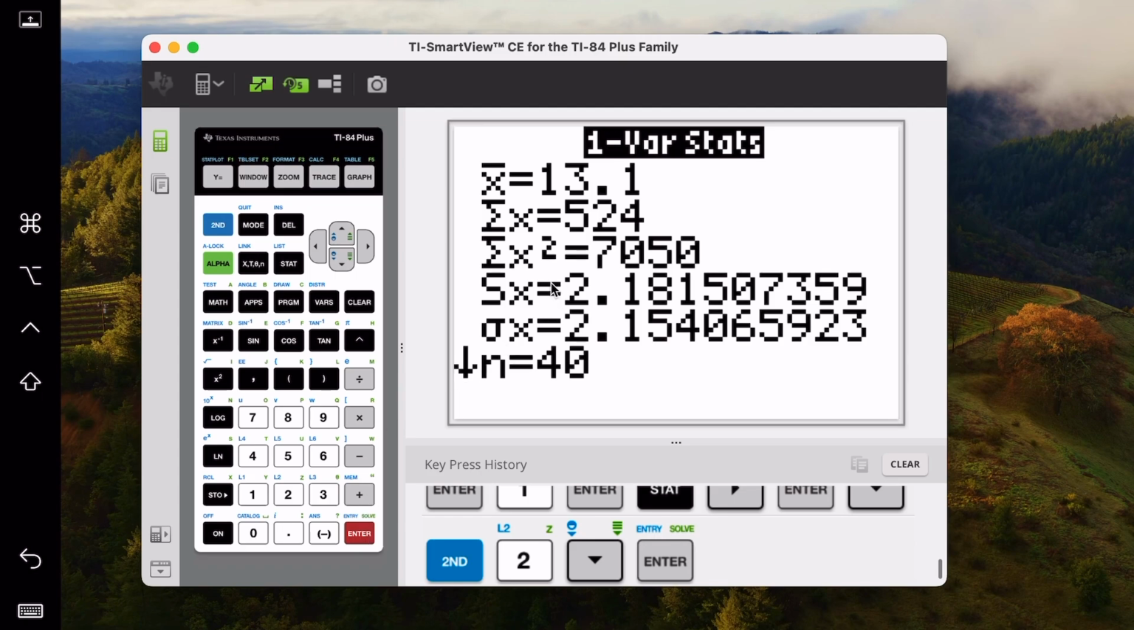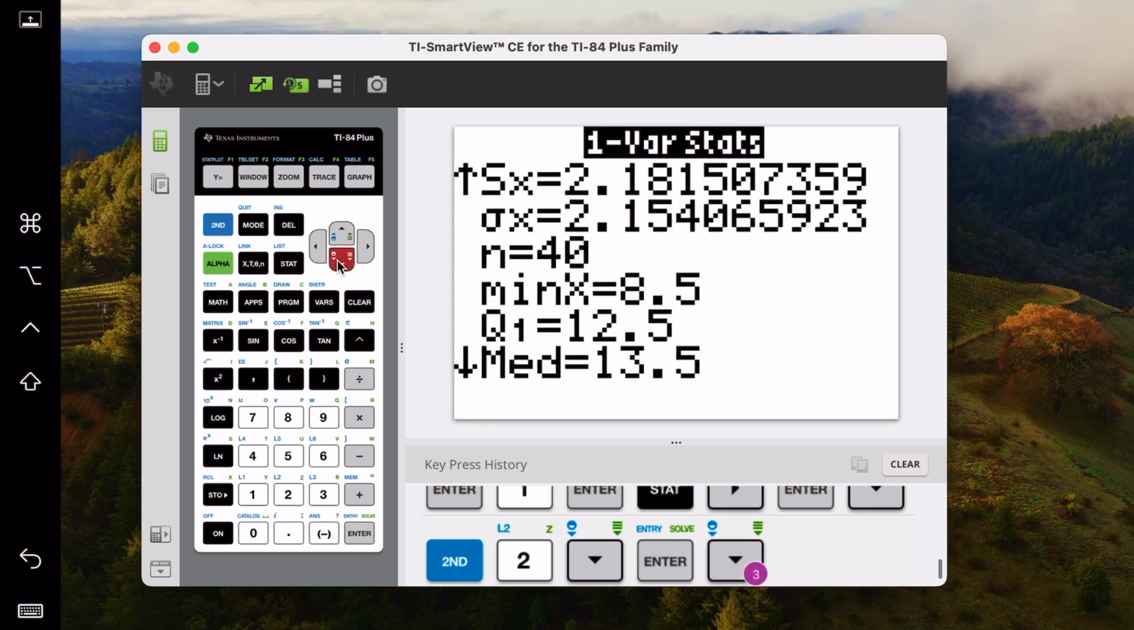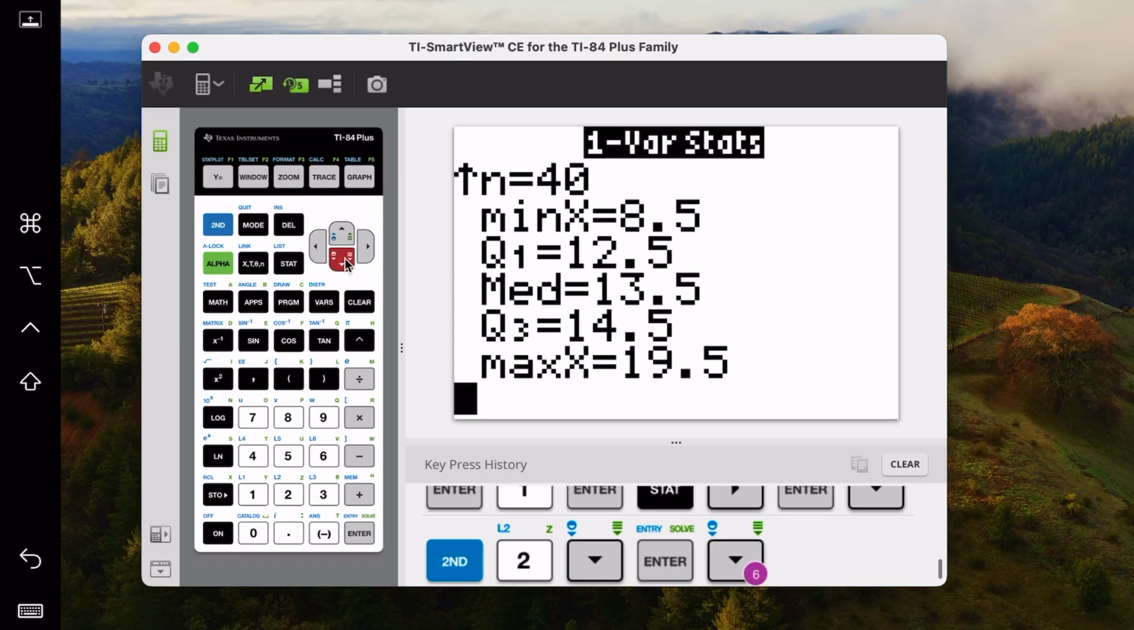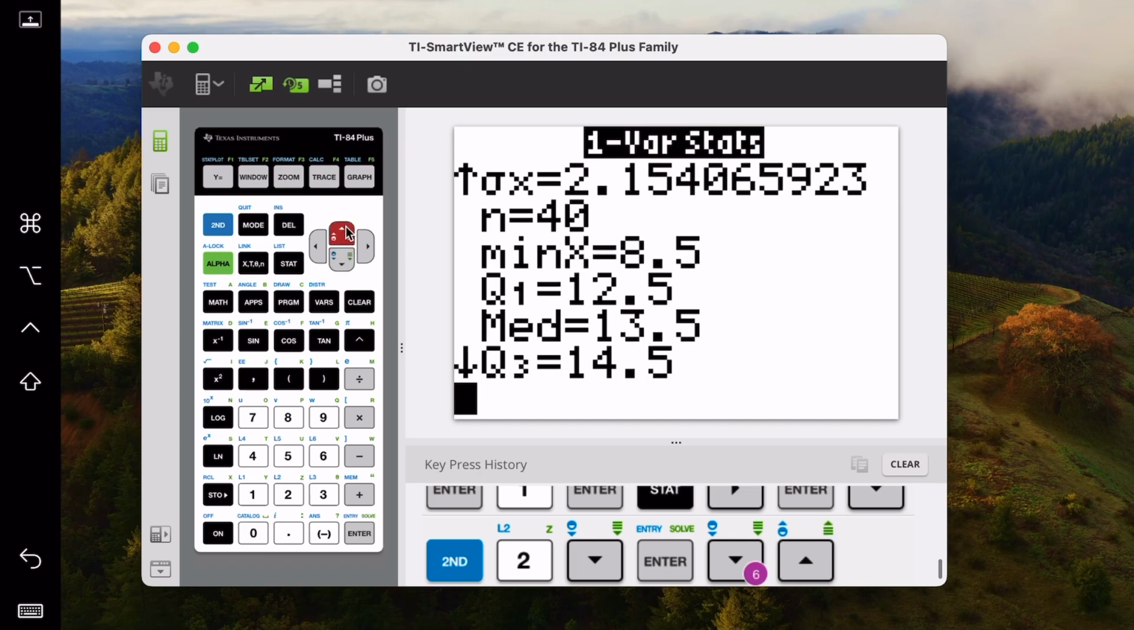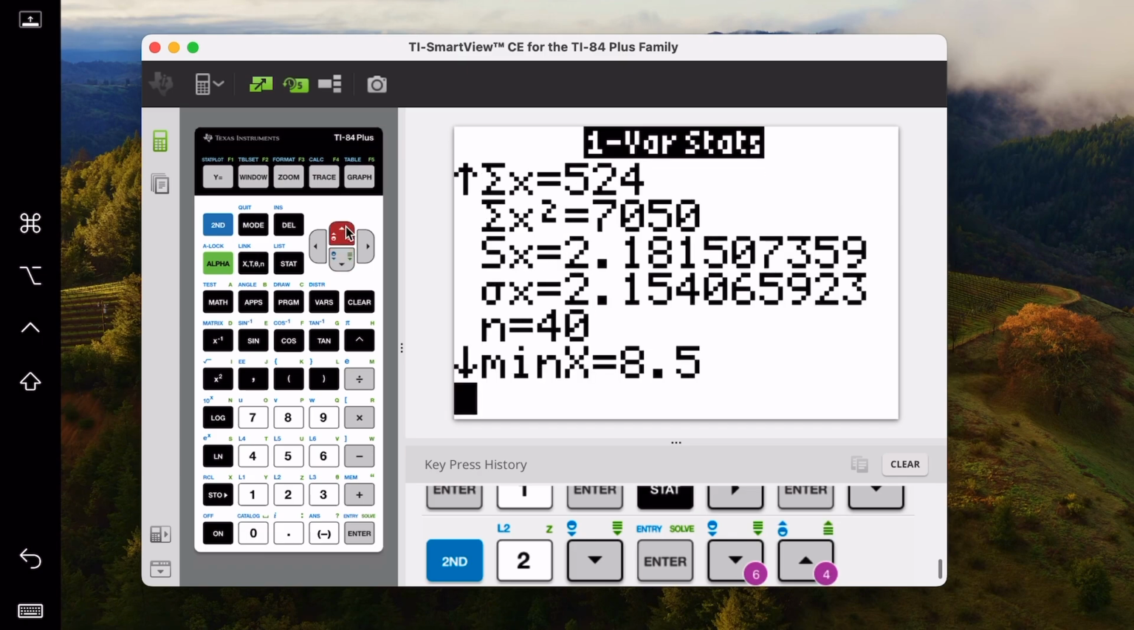The standard deviation, this was a sample. So the standard deviation was 2.182, and we'll write this down. And then the median value is 13.5. Okay, so you can see the minimum value, you can see the quartiles, the 5-number summary, all of those values.